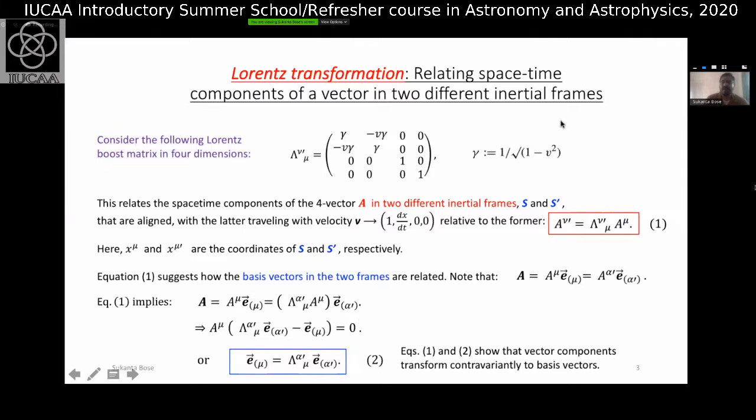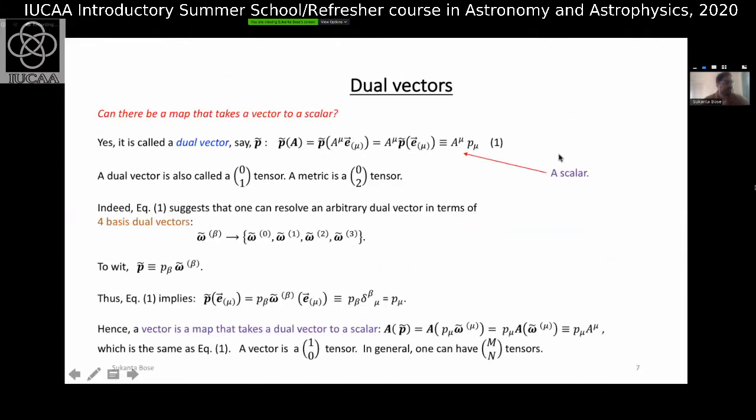How can we tell? The best way is to understand their properties. What will they do when they act on other vectors or other dual vectors? I'm going to come to those examples in a minute. So let me move on. I'll take questions at the end, so do write in the chat box.